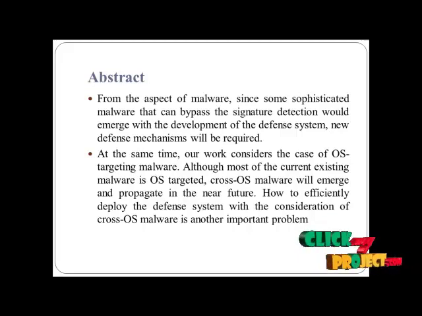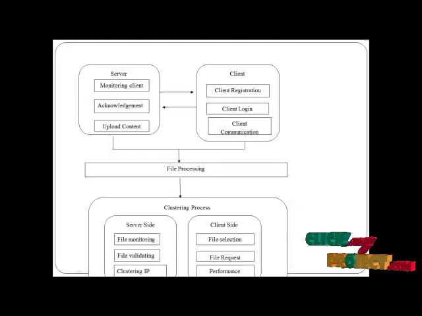To address this, the affected malware can be avoided using client-server communication between the monitoring server and the client process. This is the flow of the process. Initially, we build the server-client communication. In the server, processing includes client monitoring, client acknowledgement, and uploading the content based on the client request. On the client side, the client registers the details into the server, then logs in based on the server's acknowledgement, and then uploads the content and develops the client communication.